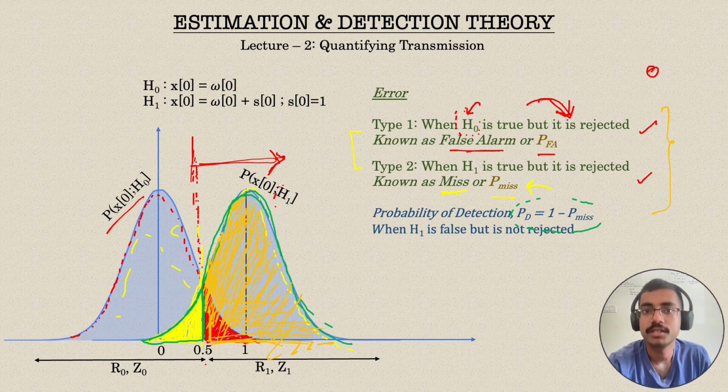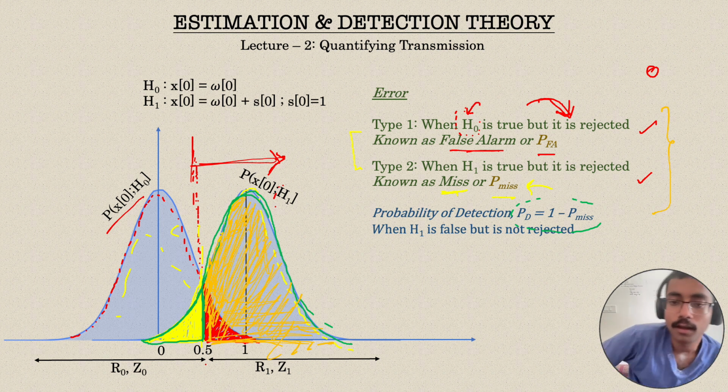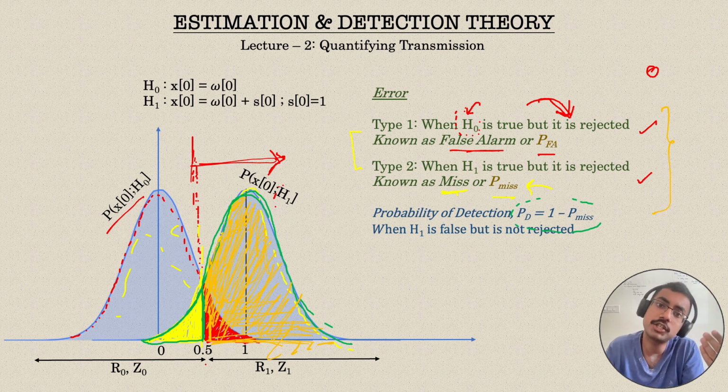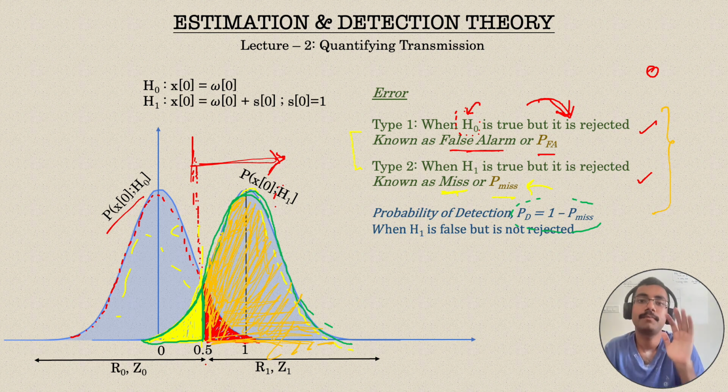These are some of the terminologies. I took so much time just trying to explain this because it will serve as a very important part when we try to set up the quantitative formulation of these definitions that we are dealing with right now. So there are two types of error, type 1 error and type 2 error. Type 1 is when H naught is true, but it is rejected. And type 2 is when H1 is true, but it is rejected. We respectively call them probability of false alarm or miss.